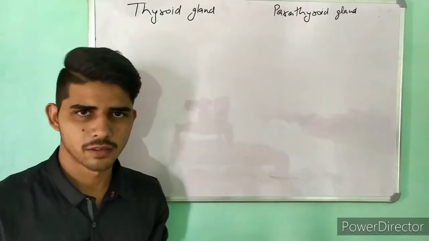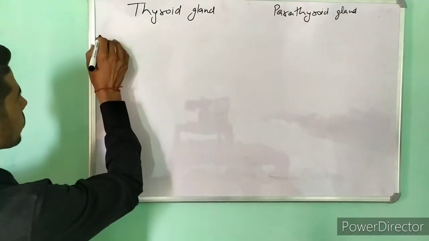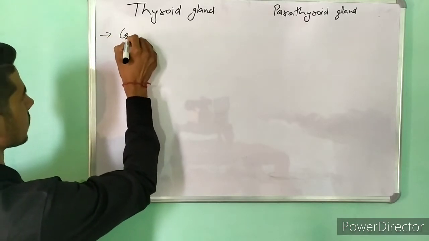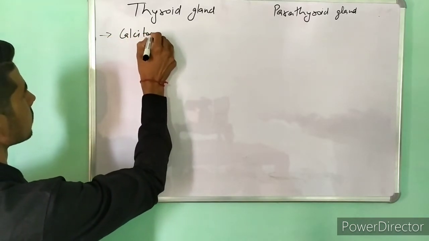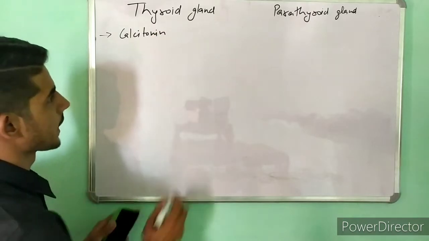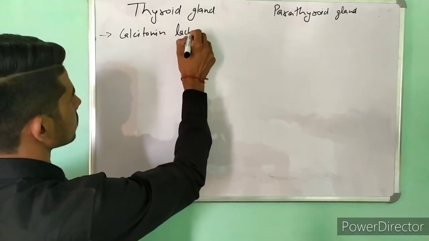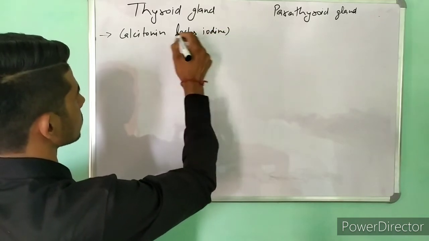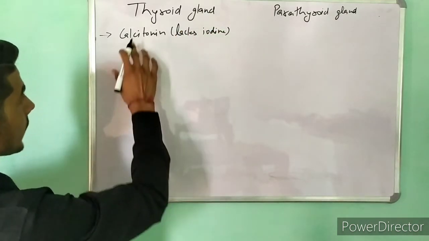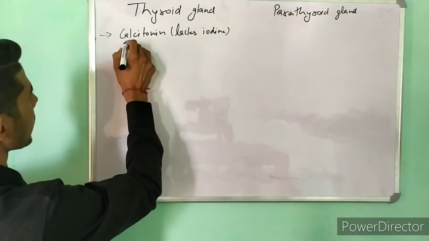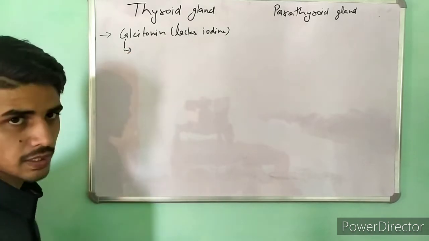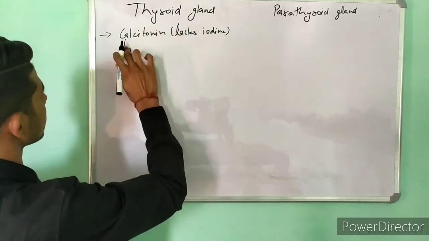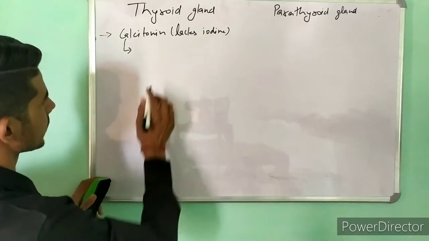Now the thyroid gland also secretes another hormone called calcitonin. It lacks iodine. Iodine is absent in this hormone. So calcitonin regulates the blood calcium level. It lowers the blood calcium level.